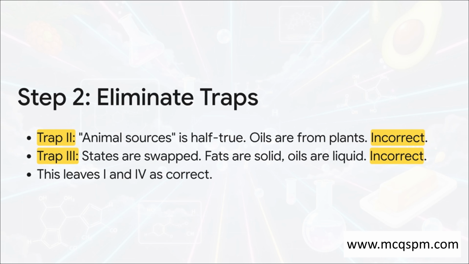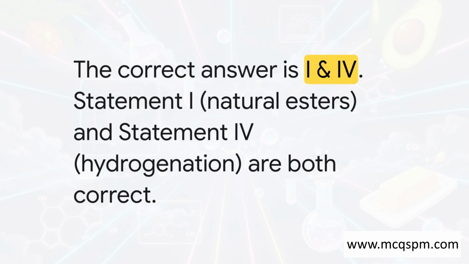Now look at 3. It says fats are liquid and oils are solid. Nope, they've swapped them around. That's another common mistake students make, so 3 is also wrong. And just like that, we know 1 and 4 have to be the correct ones. And there you have it. The correct answer is I and IV. Statement I is correct. They are natural esters. That's where we started. And statement IV is correct. Hydrogenation is exactly how you turn unsaturated oils into saturated fats. See? By knowing those core differences, a complicated-looking question becomes super easy to solve.